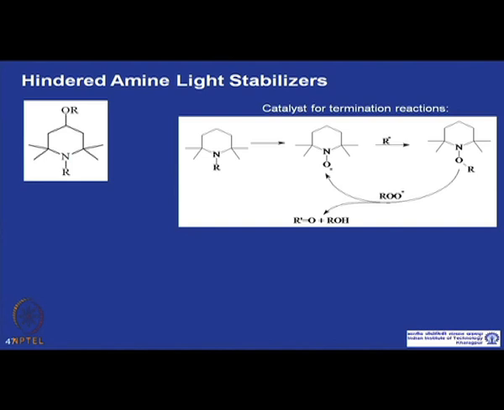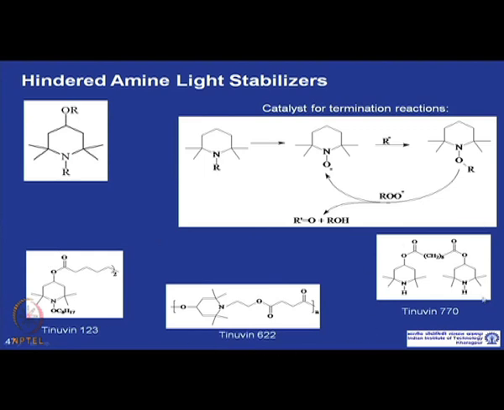So, they basically trap the radicals and form non-radical products, by which they prevent degradation of molecular weight and formation of yellow color bodies. And some of the commercially available hindered amine light stabilizers are shown here. These are again representative examples of some light stabilizers commonly used in polymers.